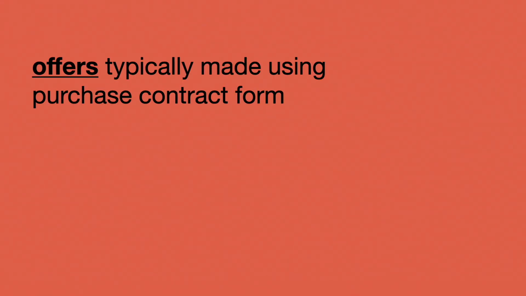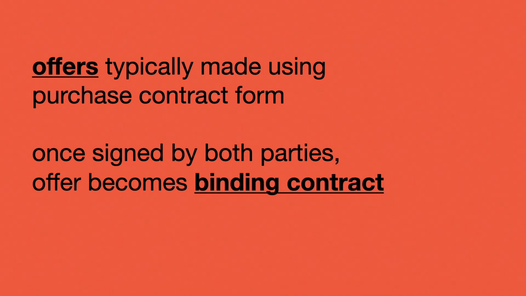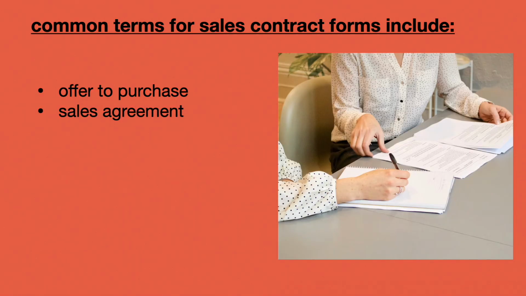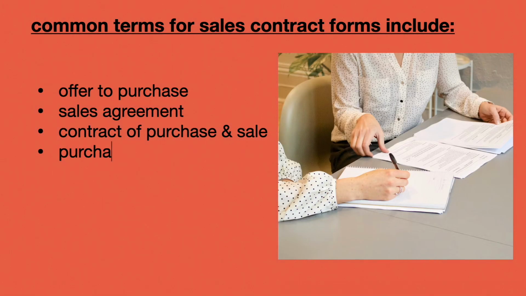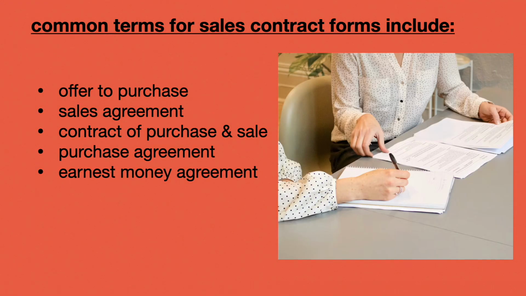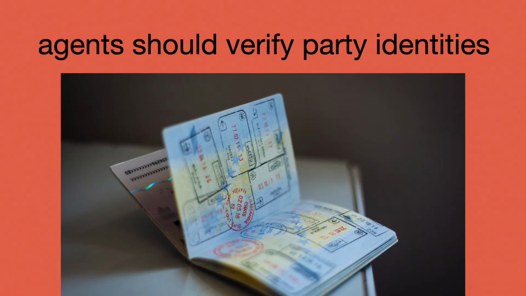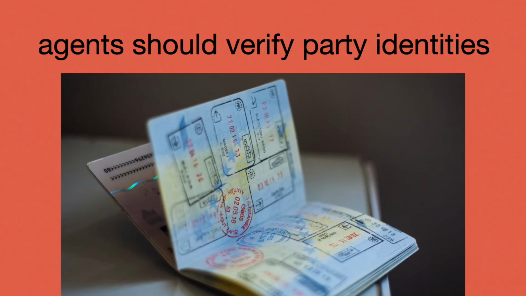Offers to purchase are most often presented on a purchase contract form. Once signed by both parties, the offer becomes a binding contract between the buyer and the seller. Other names for forms used to draft a written sales contract are offer to purchase, sales agreement, contract of purchase and sale, purchase agreement, earnest money agreement, agreement of sale. The sales contract identifies the parties and establishes the transaction's terms and conditions. An agent should request a driver's license, a passport, or some other method of establishing the identity of the parties.